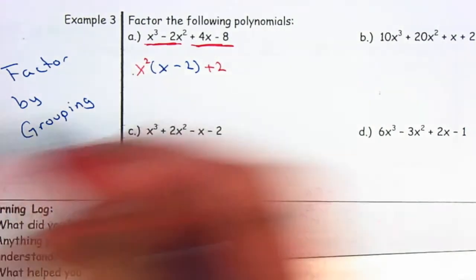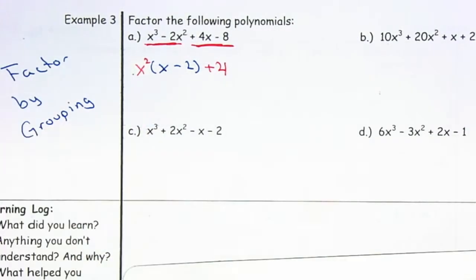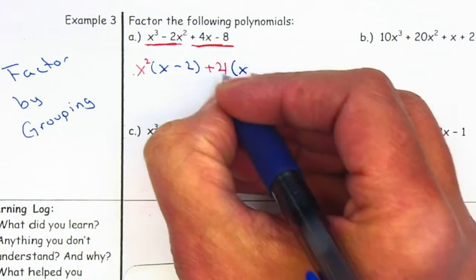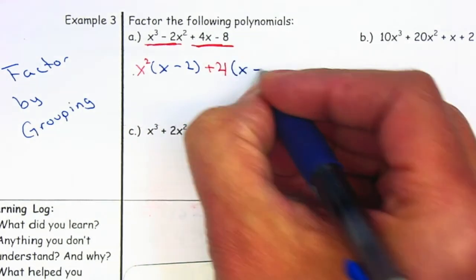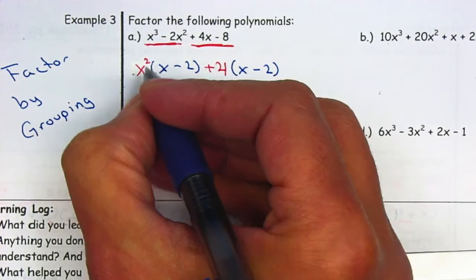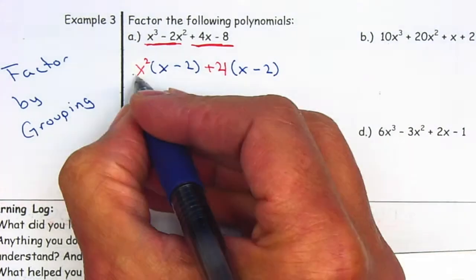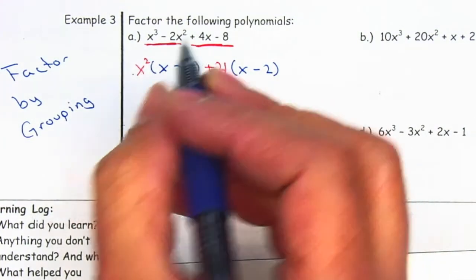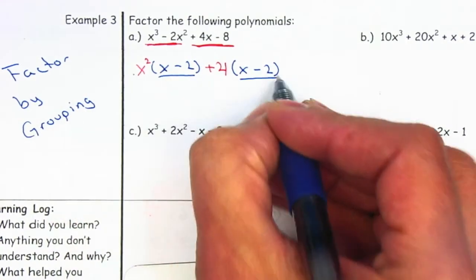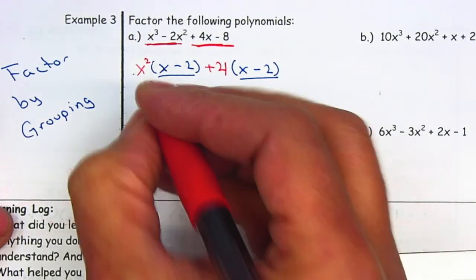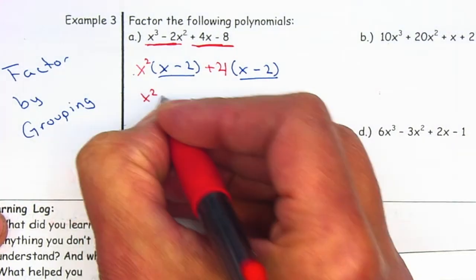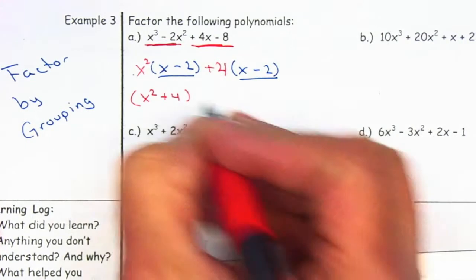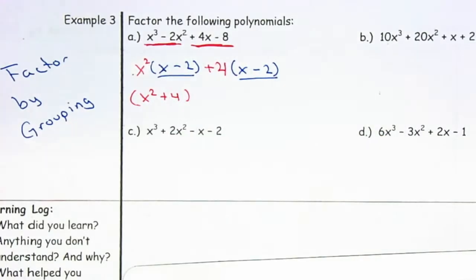Actually positive 4. You want to take out the biggest number. So 4 times what is 4x will be x. 4 times what is negative 8 will be negative 2. Now, if you notice, if I multiply it out, I get the same thing that I had before. This one should always be the same. I'm going to rewrite it as x squared plus 4, what's in red gets written as a binomial, and then the x minus 2.